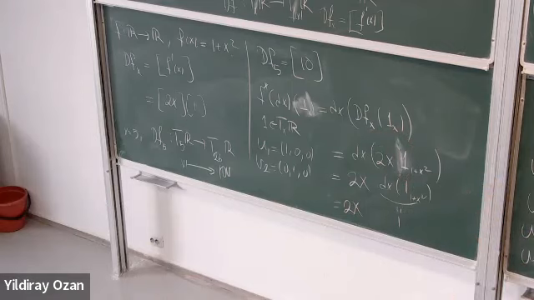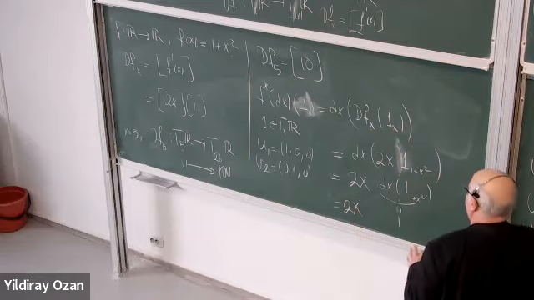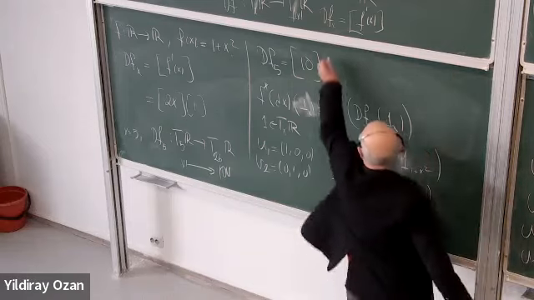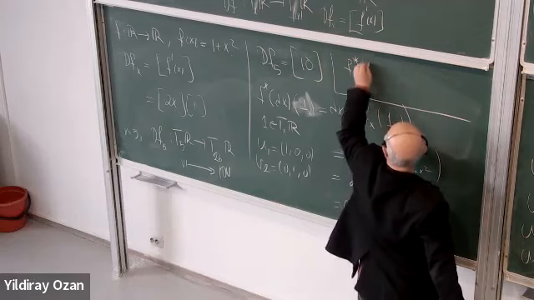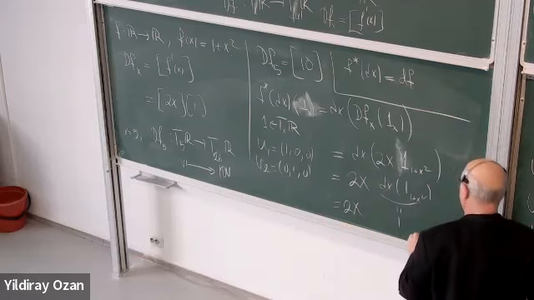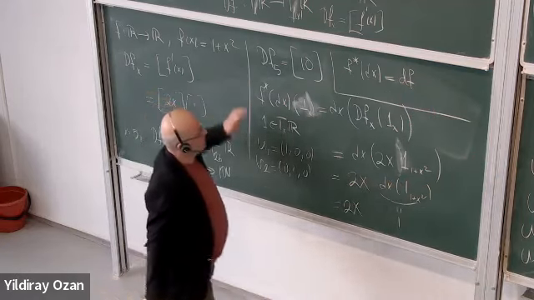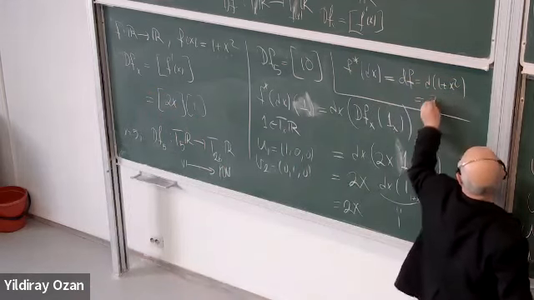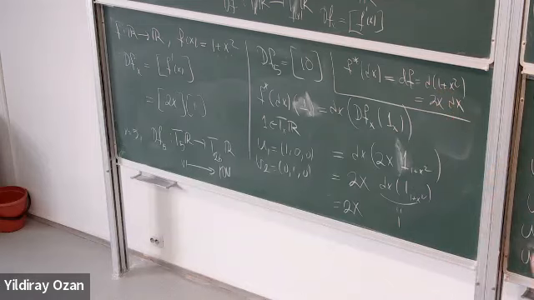And this suggests the following: f star of dx is nothing but actually df, and f being this expression, d of 1 plus x squared, which is just the derivative of this expression, 2x times dx.